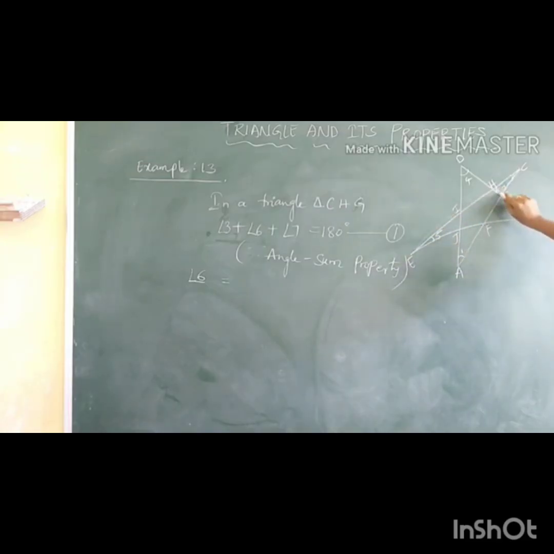Observe this triangle. For this triangle, what are the opposite interior angles? Here is angle 6. So these two are opposite interior angles of this exterior angle. Here which angle is there? Angle 5. Here which angle is there? Angle 2. These two are opposite interior angles of this exterior angle.